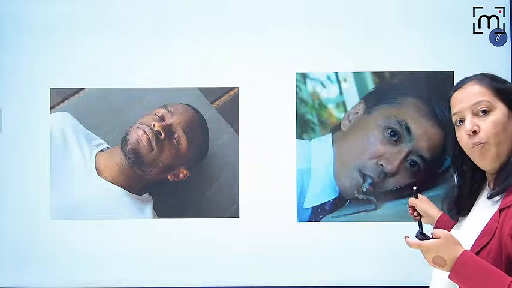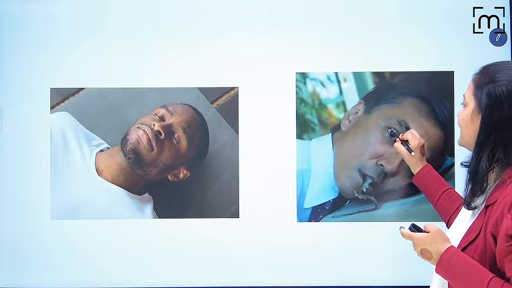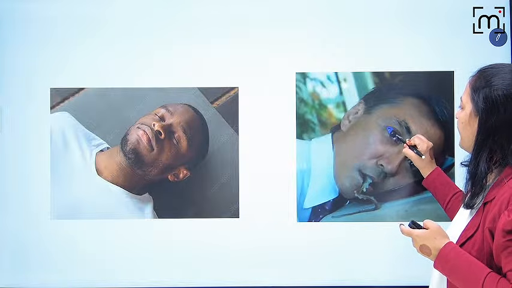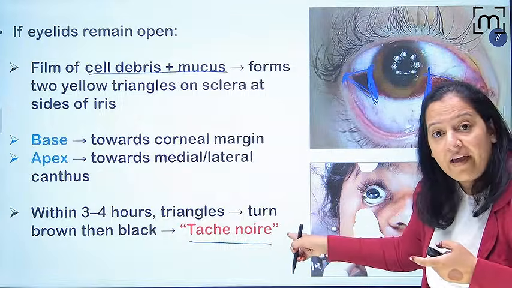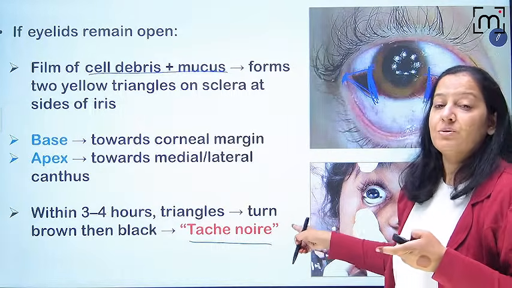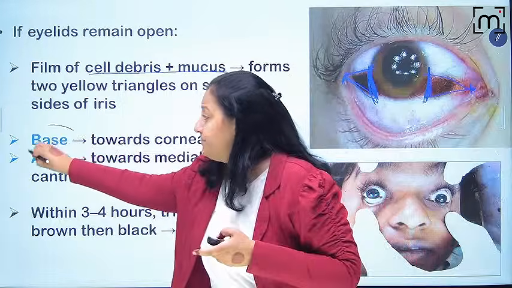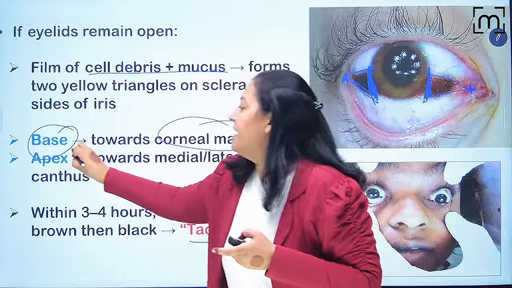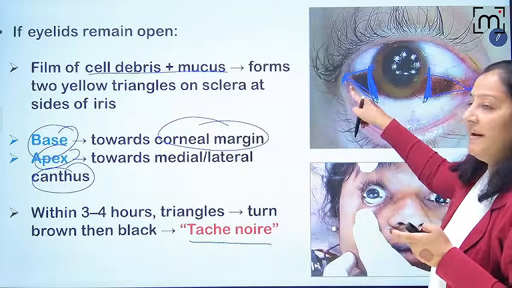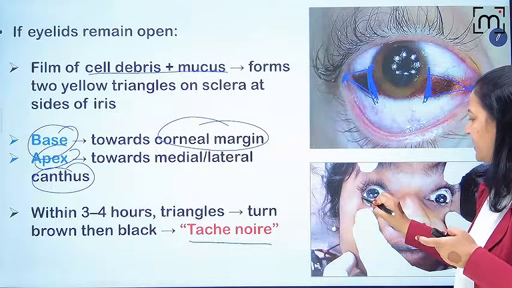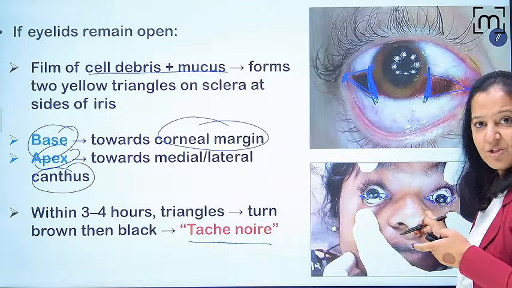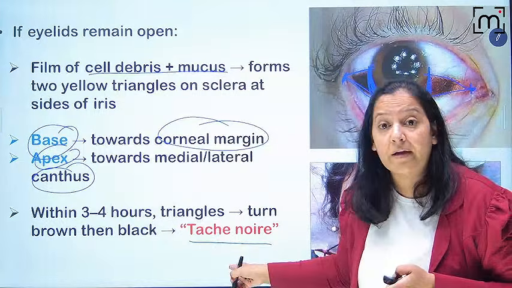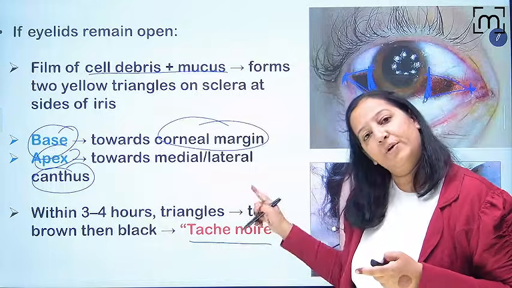If the eyes remain open after death, they are not closed, the cellular debris and mucus will form a triangle over here and over here. These triangles are known as tache noir. You get an MCQ on this. Where is the base? Where is the apex? The base is towards the corneal margin and the apex is towards the canthus, lateral and medial. Can you appreciate these small triangles? This is known as tache noir. You get a short note in the university exam and an MCQ here.